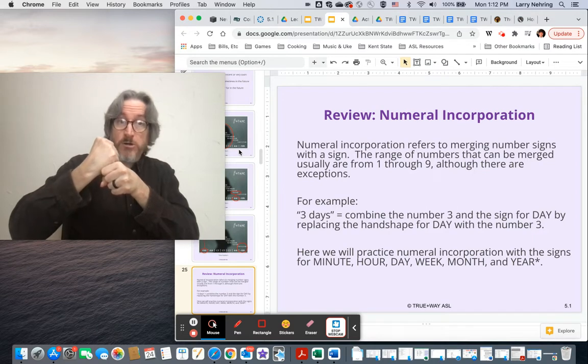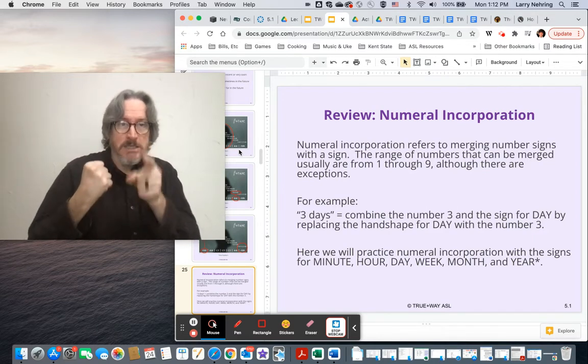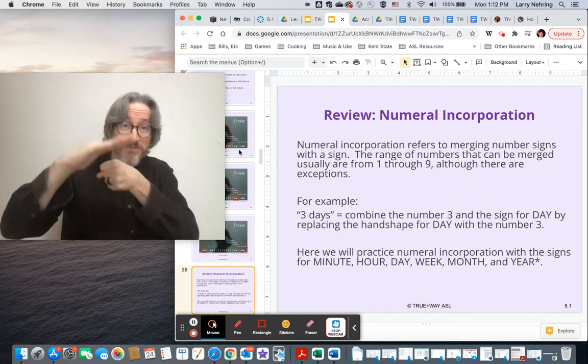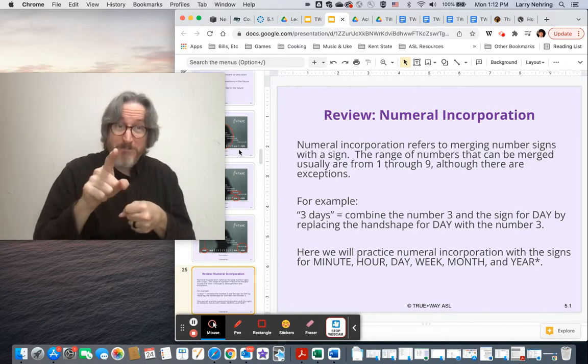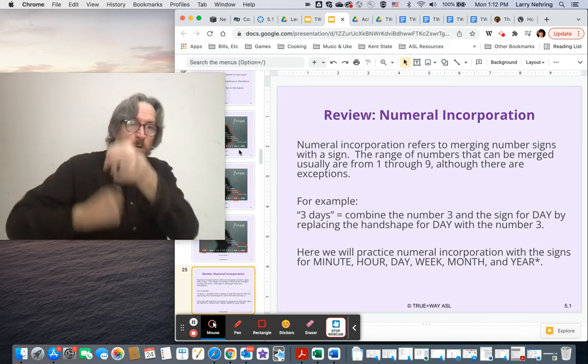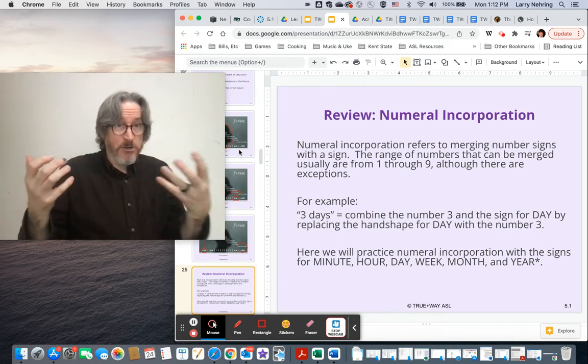right? It's the earth going around the sun. It's not the sun going around the earth. And if you show me the earth being flat going around, I'm just going to give you a zero. So one orbit around the sun is year.